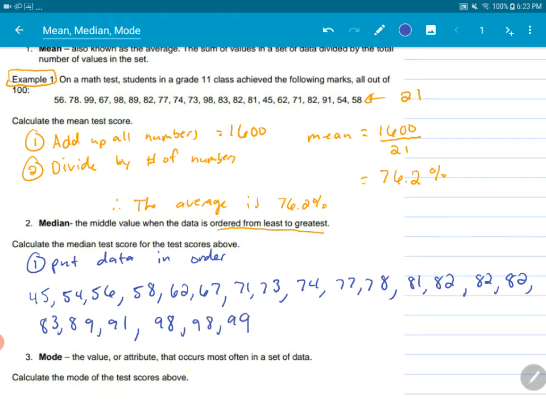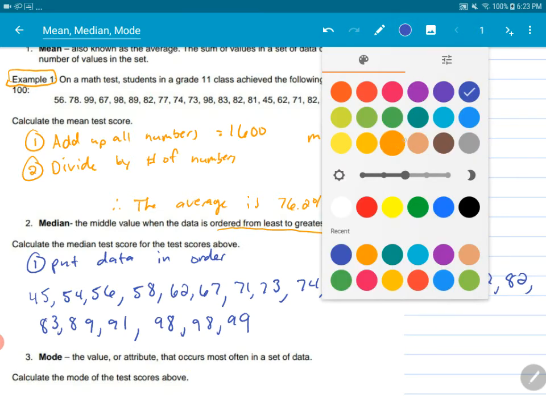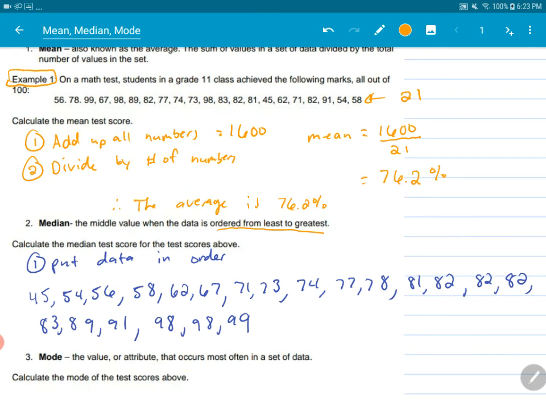Once you have it all in order, double check that you have all 21 points, because you don't want to miss any. Then we want to find the middle. We work our way from the edges and cross out pairs of numbers: one from the beginning and one from the end, and again, and again, and we keep going until we get to the middle. Beginning, end, beginning, end, and we're left over with one number.